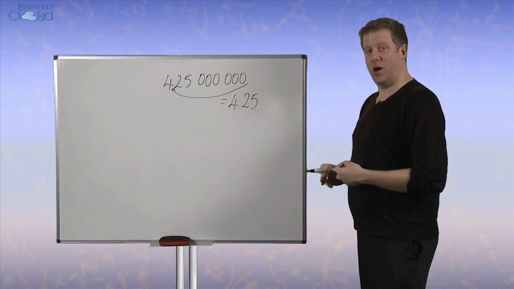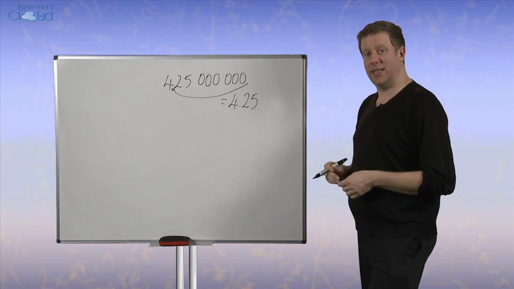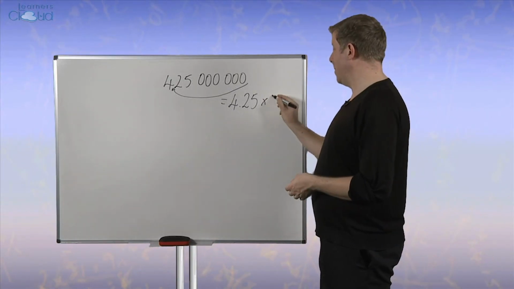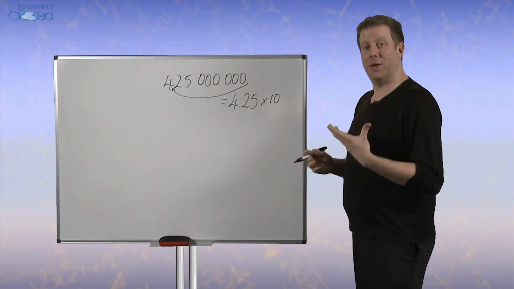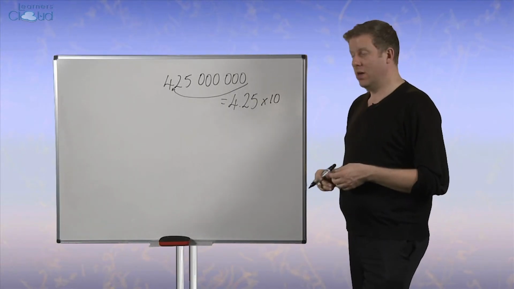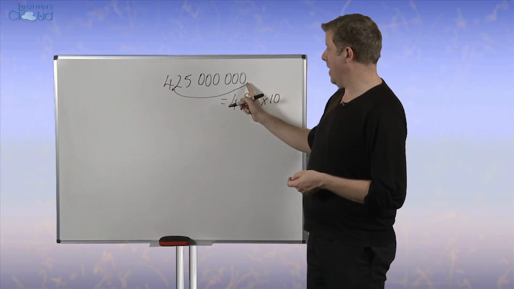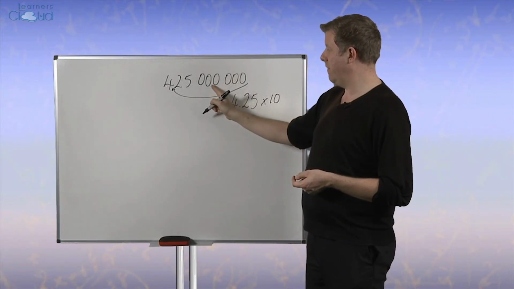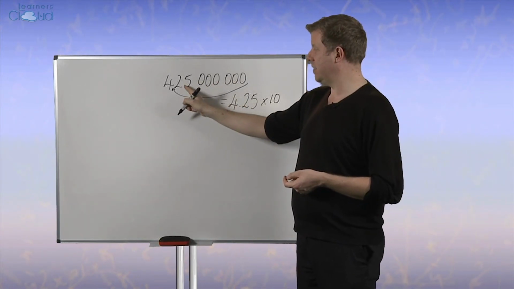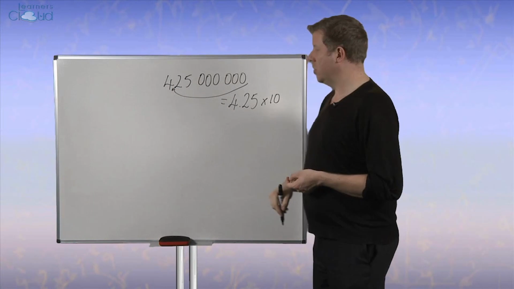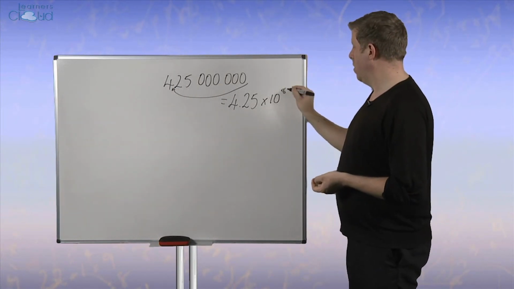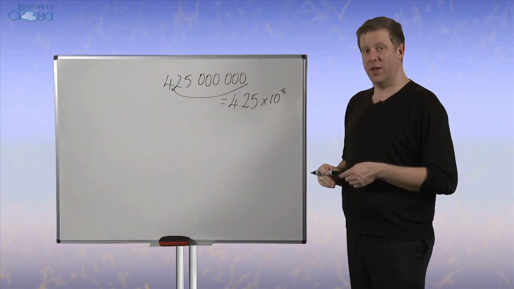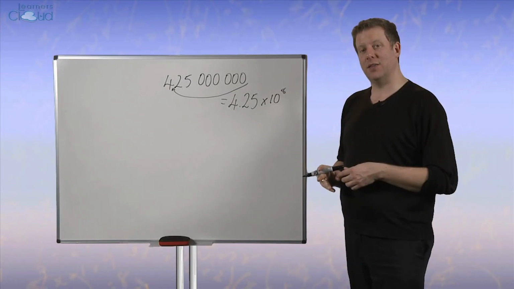So that's the first part done. I have my number between 1 and 10. I'm going to be multiplying it by 10 to the power of something, because that's what standard form is. And all I need to do now is count how many spaces I moved it. 1, 2, 3, 4, 5, 6, 7, 8. So this number to standard form would be 4.25 times 10 to the power of 8.